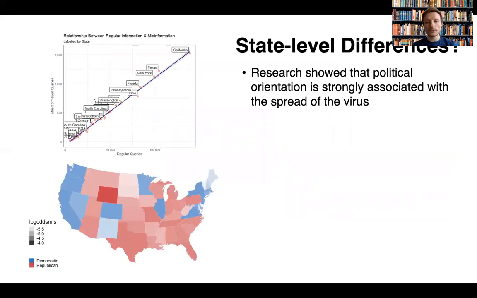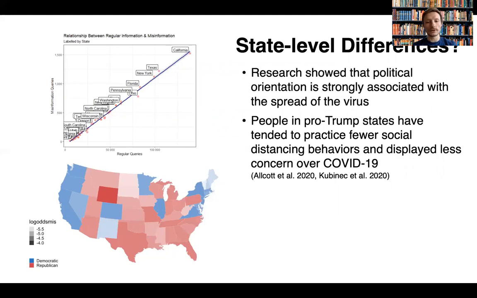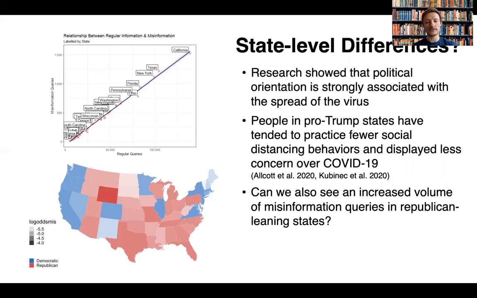Finally, we looked at state level differences. There is similar research that showed that political orientation is strongly associated with the spread of the virus. And it was shown that people in pro-Trump states tended to practice less social distancing behavior and displayed less concern about corona in general. So we were wondering, is this something that we can also see in our dataset? Can we actually see an increased volume of misinformation queries in the Republican-leaning states? And that was actually not the case. There was no real evidence for that.